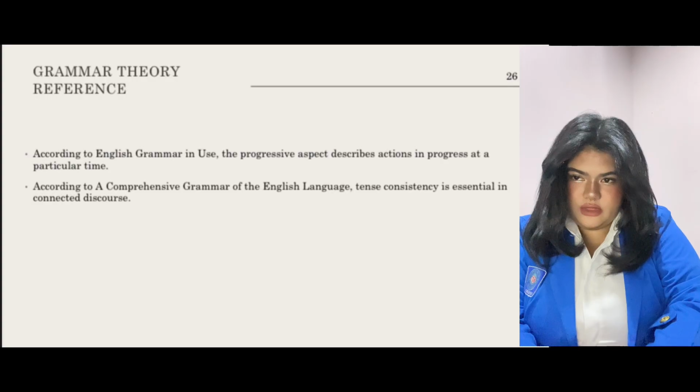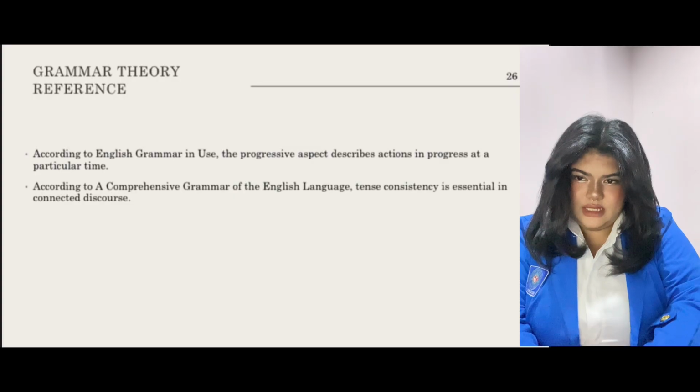For the grammar theory reference, according to English Grammar in Use, the progressive aspect describes actions in progress at a particular time. According to A Comprehensive Grammar of the English Language, tense consistency is essential in connected discourse.